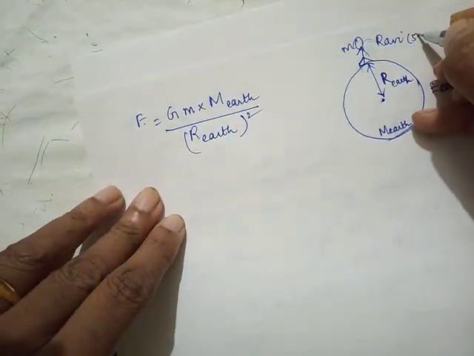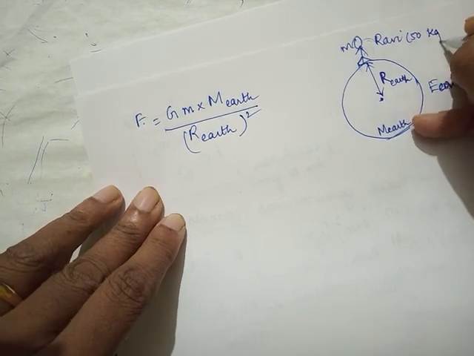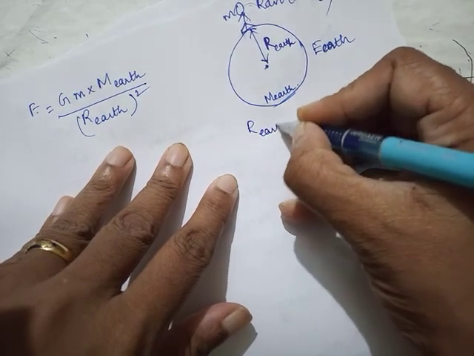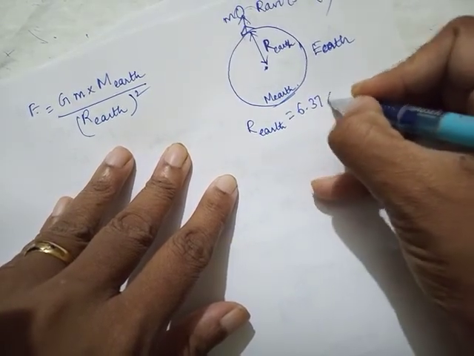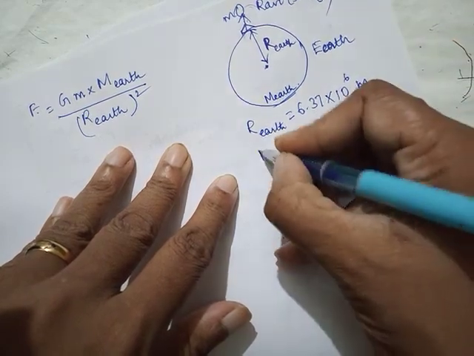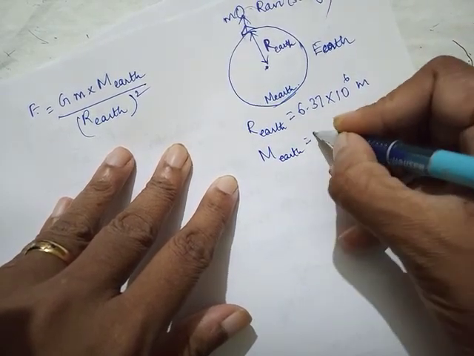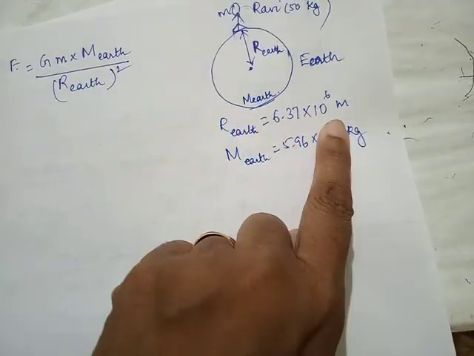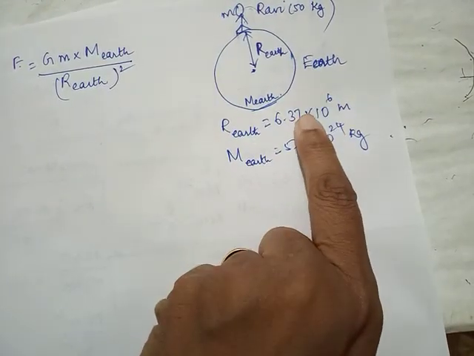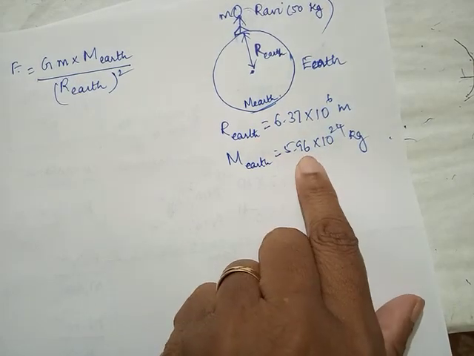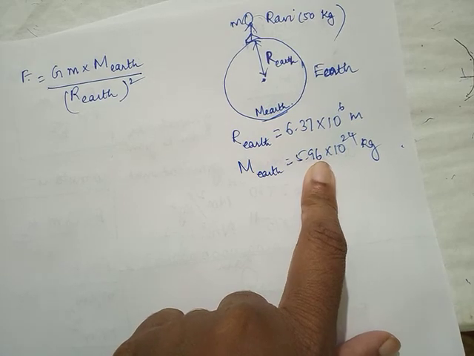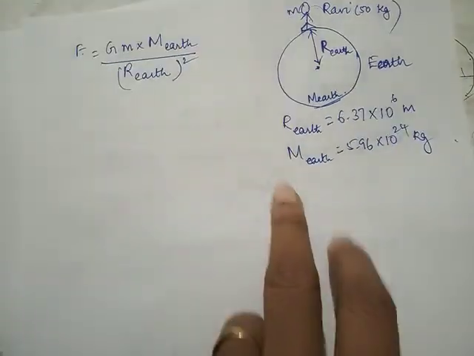Now, these are standard values. Mass of Earth and radius of Earth, they're all standard fixed values. Radius of Earth is 6.37 into 10 power 6 meter, and mass of Earth is 5.96 into 10 power 24 kg. Don't have to memorize, just try to understand. So, can you see? They are very big values. See positive power and see the number. This is 10 power 6. Mass, you see, 10 power 24 means 596 followed by 22 zeros you put. That much big is the mass of Earth.